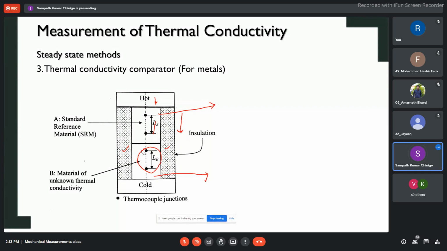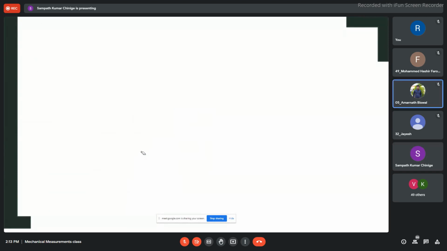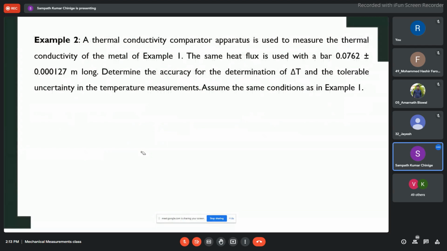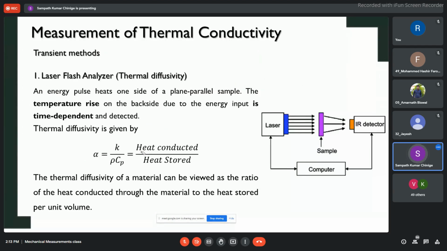Okay. So some problems I have given, just go through them. If you don't get it, we will discuss in the next class. Just the same things I have given. So, the uncertainty problem, just go through it very quickly. Okay. So the next topic I want to go forward.